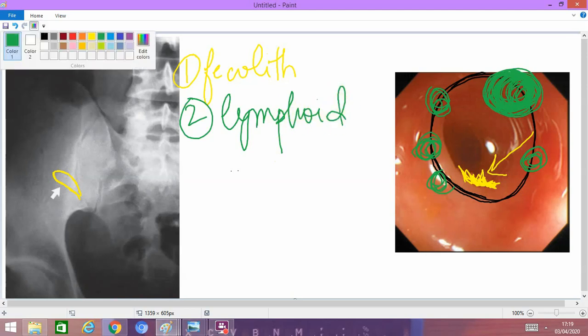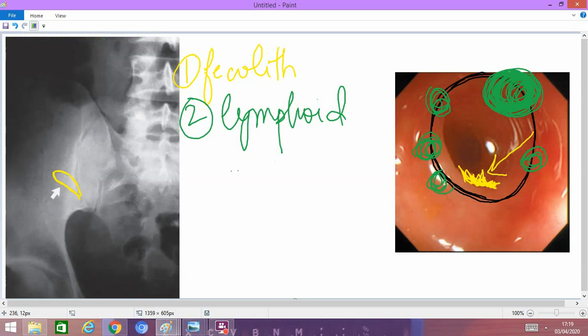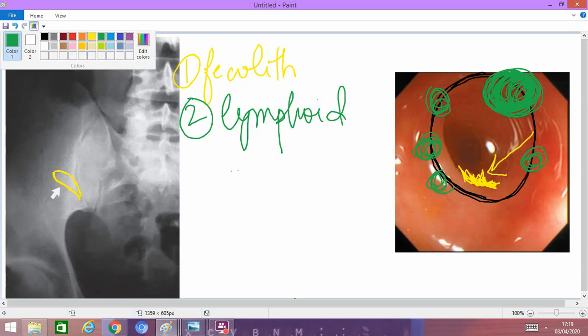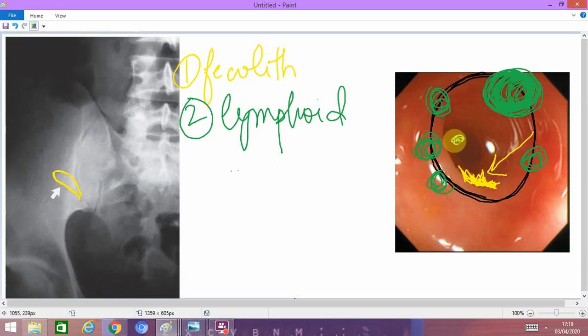A third cause can be a parasite. For that, let's draw a cute little parasite here. This parasite is going to cause infestation, inflammation, alternatingly leading to appendicitis. So we have a parasite here too.